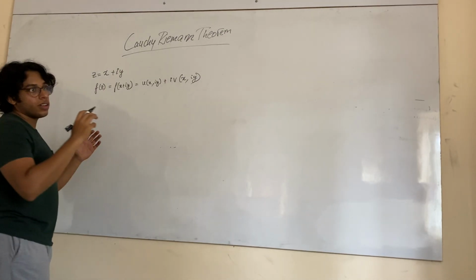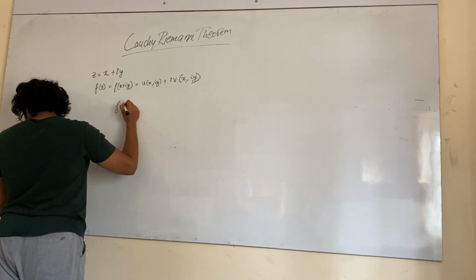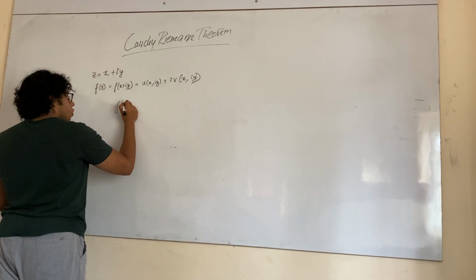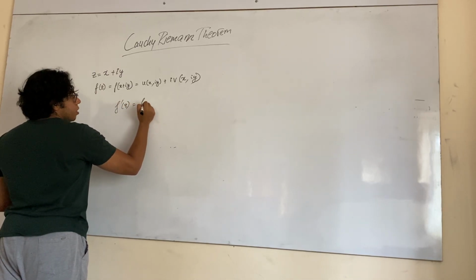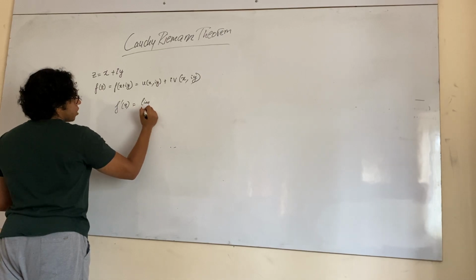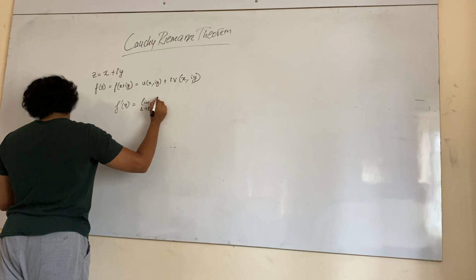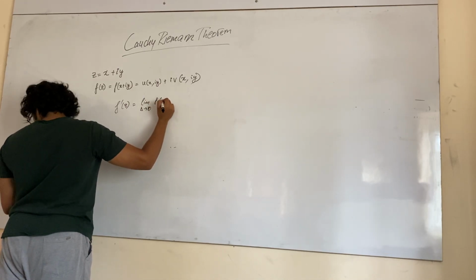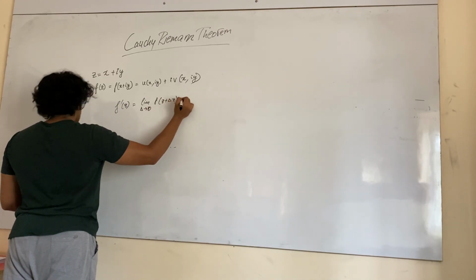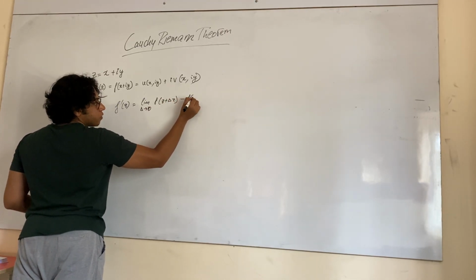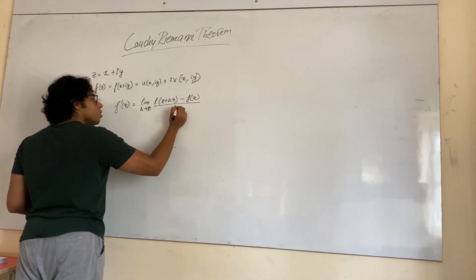So for a complex function, let's try to calculate the derivative. Let's try to differentiate f. Okay, so f dash of z is equal to the limit as delta z tends to 0 of f of z plus delta z minus f of z, divided by delta z.